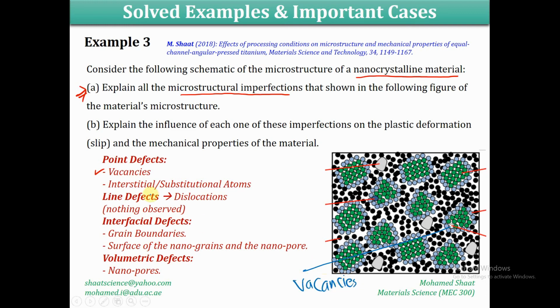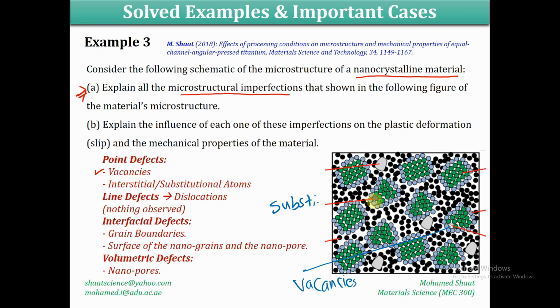Another type of defect is the interstitial or substitutional atom. Interstitial, as we defined it in chapter 4, means that there is some atom residing between the gaps, between the different lattice sites or between the different atoms of the host material. I cannot observe a specific interstitial, but I can observe a substitutional atom. Like this atom, it is a substitutional atom. This is a substitutional atom as one of the defects.